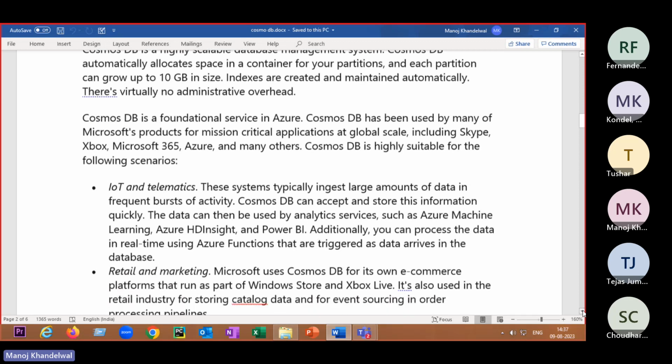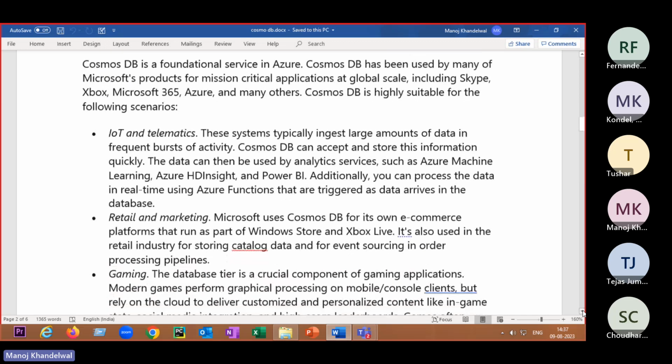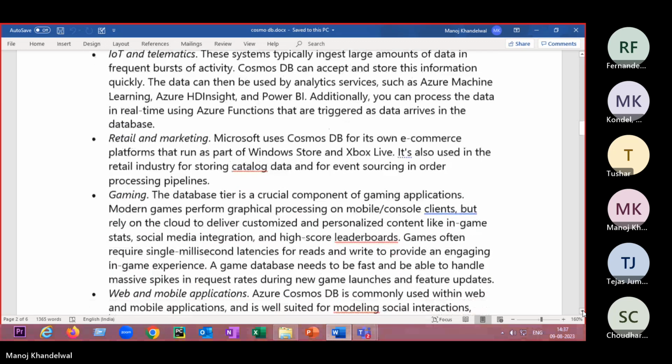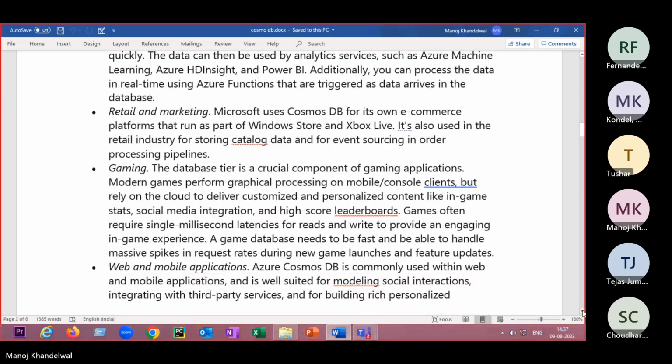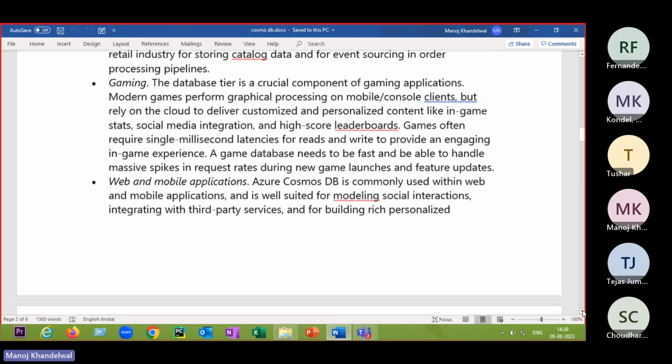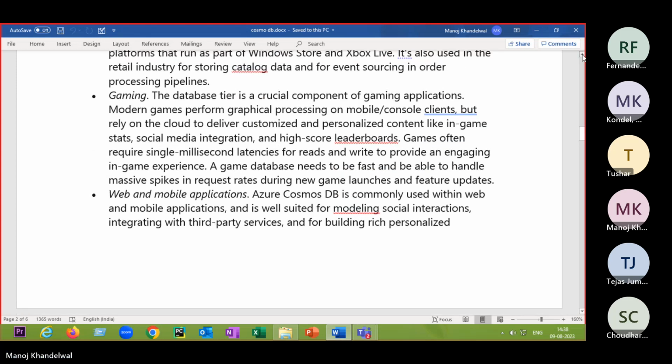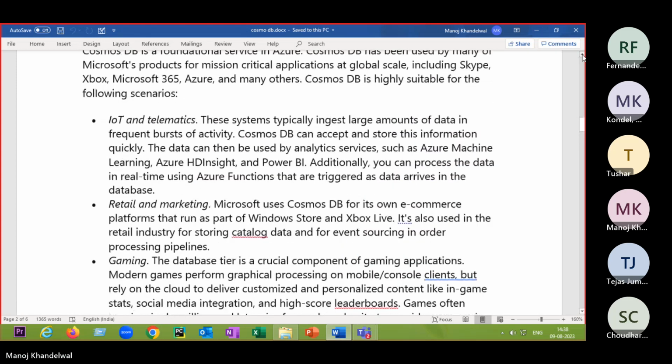So one is IoT and telematics. What is IoT? Anybody knows what is IoT? Internet of Things. Yes. Internet of Things means what? Any example? Alexa. Yeah, correct. Very good example.